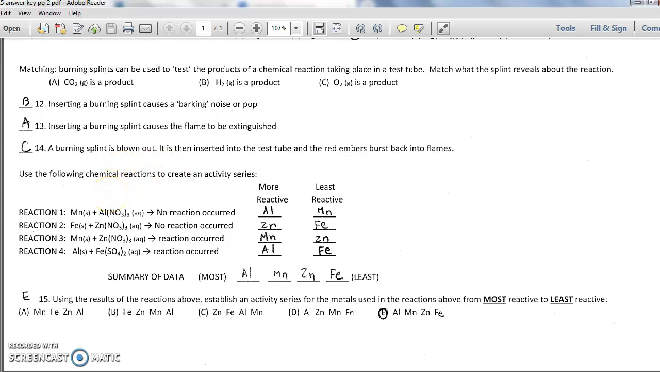This is an important assessment for making sure that you understand single displacement, or replacement reactions, in the activity series.